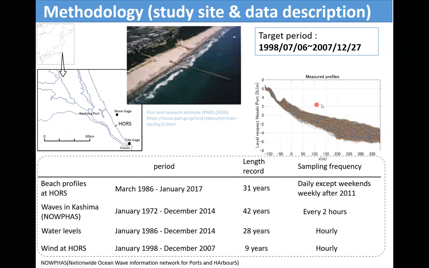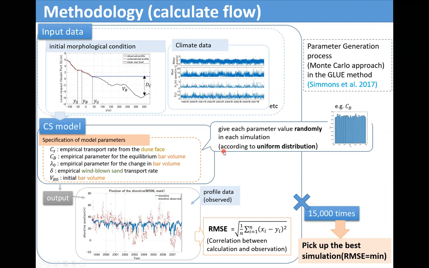So here is the calculation flow. At first, I input the data, as I said earlier, like the climate data or initial profile according to the measurement. And before the model run, I specified the empirical parameters written here, and once I got the output, the RMSE value can be calculated. And calibration of these five parameters was conducted by the Monte Carlo approach in the GLUE method by Simons et al.